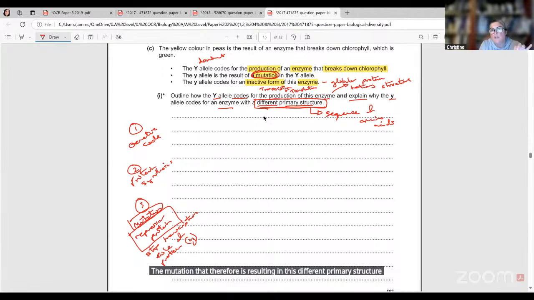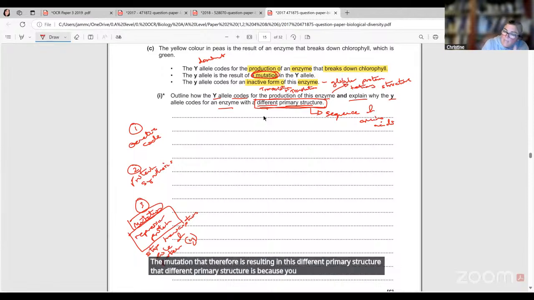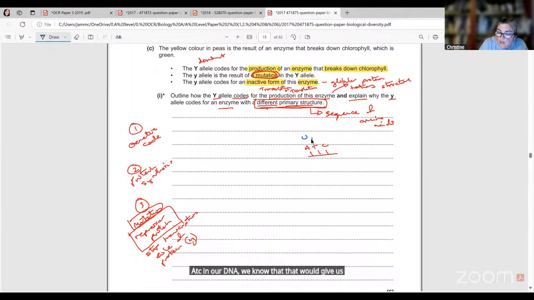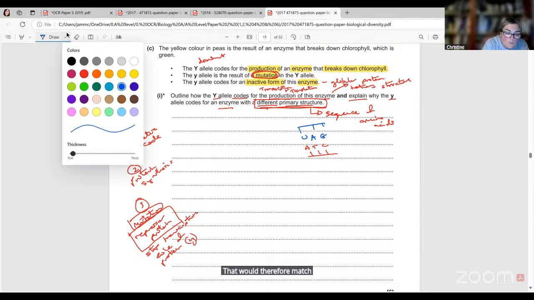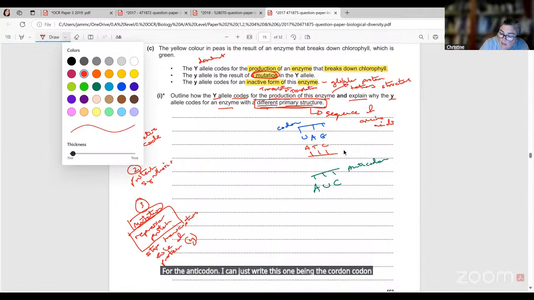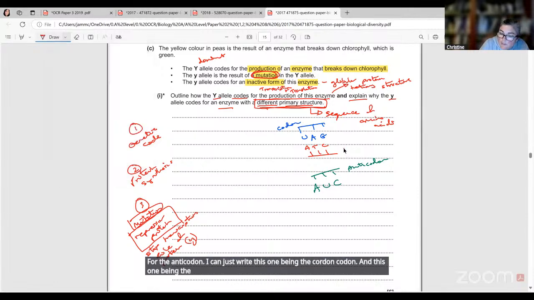And that different primary structure is because you have a different base sequence, that genetic code, that's going to have a different codon, different anticodon. So if, for example, we had ATC in our DNA, we know that that would give us a codon, which would be UAG. That would therefore match the anticodon, which would be AUC. If I just write this one being the codon, and this one being the DNA.